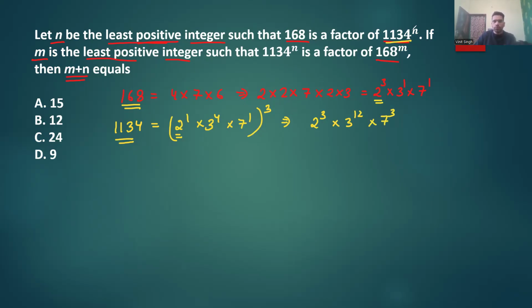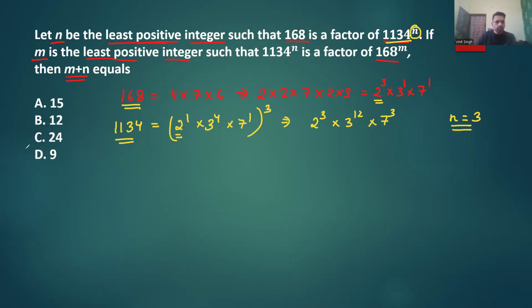So now the value of n is 3. The minimum value of n is 3 because the least power of 1134 which is divisible by 168 is 1134 power 3. If we take n equal to 2, it is not divisible by 168, that's why we take n equal to 3 as the minimum.